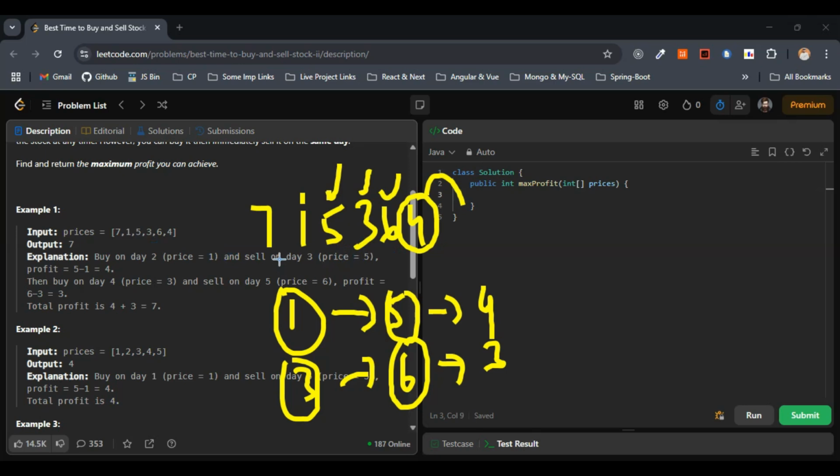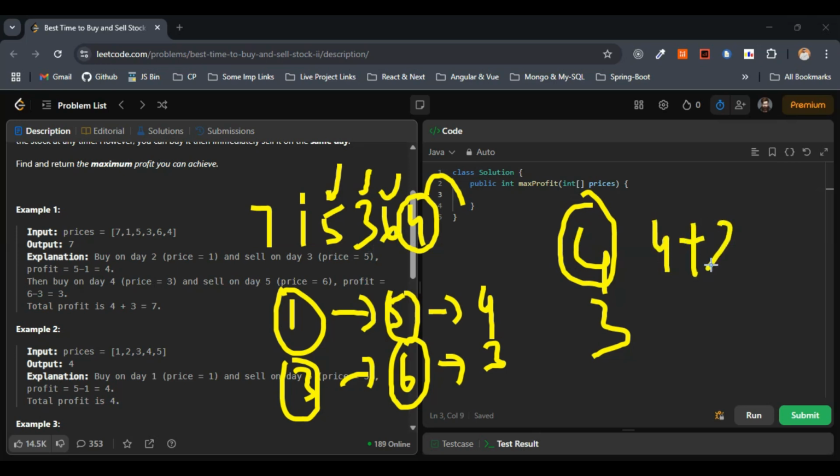We don't have the next day present within the array, right? For the last element, if we are buying, we should be able to sell that stock as well, right? So here we have 4 and 3. Among the 4 and 3, which is more profitable? Not more profitable, basically, we will sum up both. When we sum up this, we will get the value 7. That 7, we will return as output.